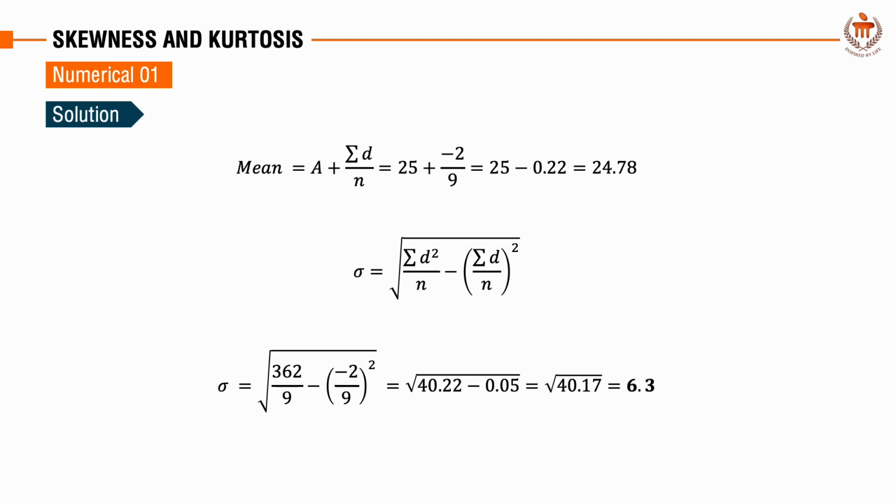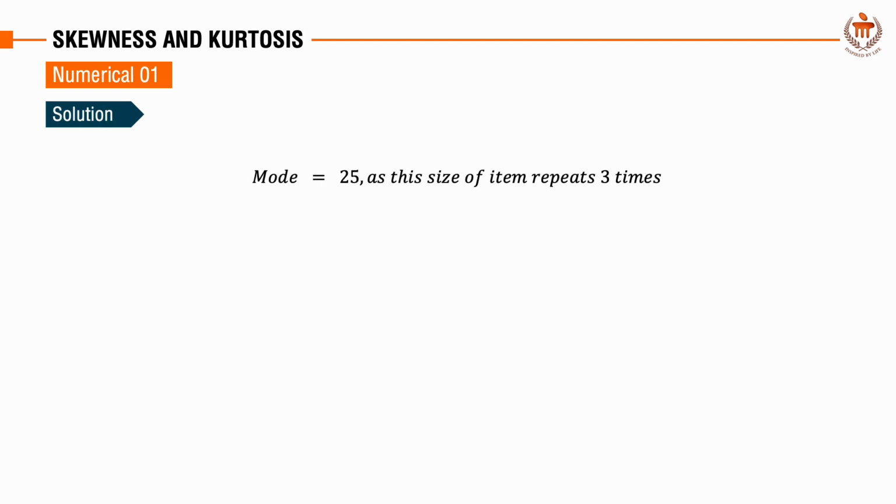The mean we got is 24.78 and sigma we got as 6.3, and the mode would be 25 because 25 is repeated the maximum in the data. It has the maximum frequency. When you see the distribution here, 25 is repeated three times. So mode is 25. So the mean is 24.78, mode is 25, sigma is 6.3.